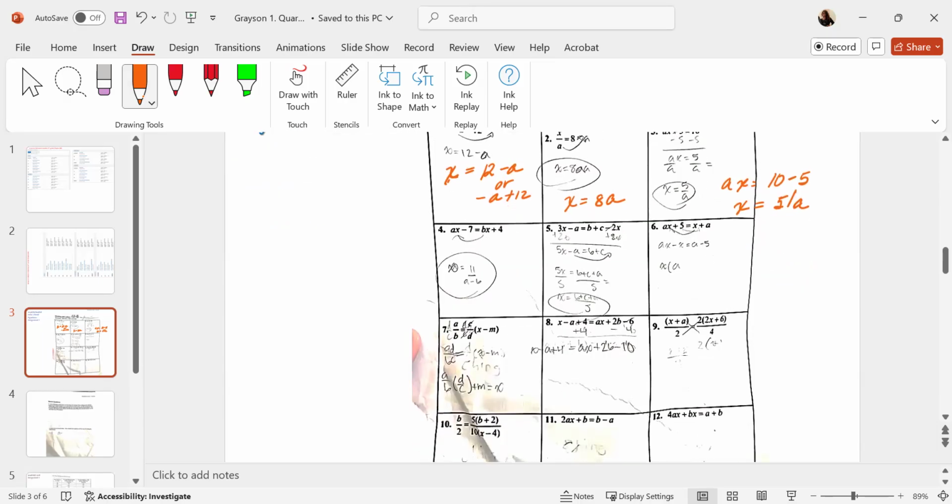Did your teacher go over those ones with you? Or no? For 4, you're going to add the 7 on both sides, so ax equals bx plus 4, right? Divided by a, x is equal to bx plus 11 over a.